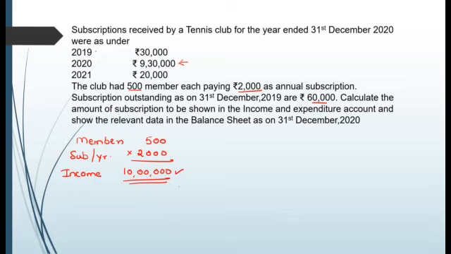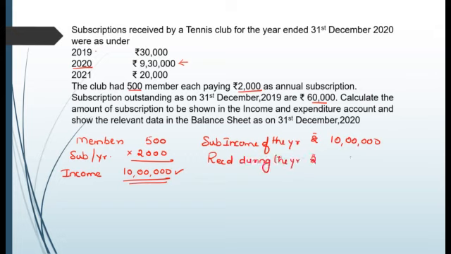So 10 lakh rupees should come on the credit side of your income and expenditure account as subscription income of the year. However, how would you present it? Now they have said related to that particular year, 2020, subscription received. So the subscription income of the year should have been 10 lakh rupees. But received during the year amounts to 9,30,000. Total amount has been received, but related to 2020 only 9 lakh.